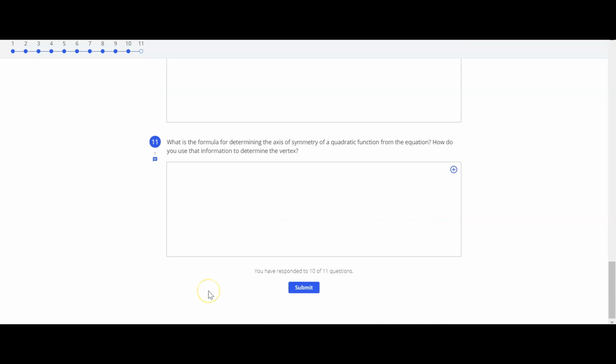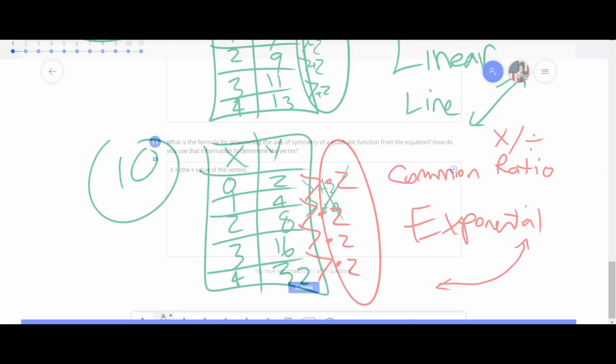All right, and then last one, what is the formula for determining the axis of symmetry of a quadratic function from the equation? Okay, well, it's always x equals the x value of the vertex. Okay, how to use the information to determine the vertex. All right, and that's not something that we had specifically gone over, but what we did go over looks like this.